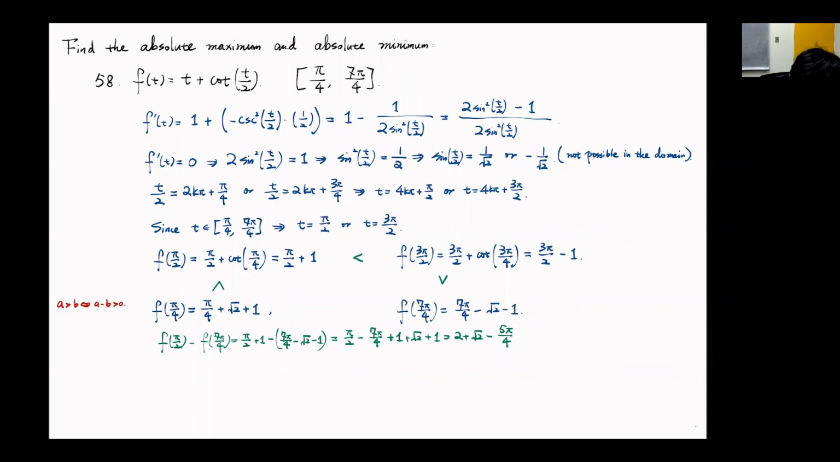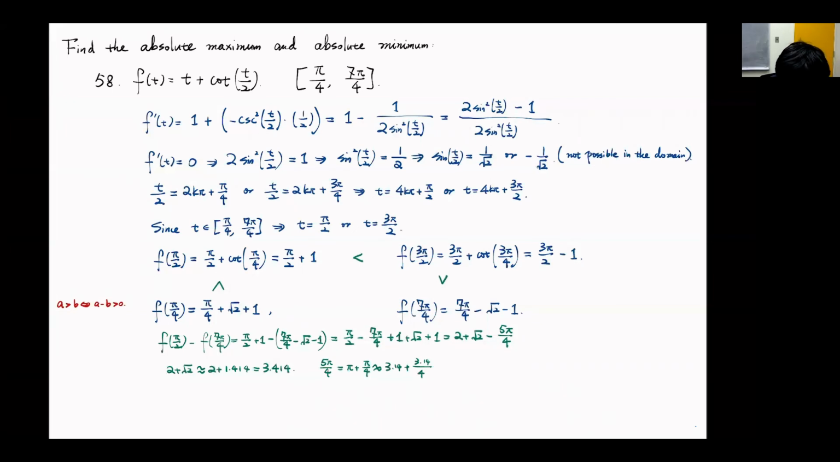So first, 2 plus root 2, this is roughly going to be 2 plus 1.414, that's the rough estimate for root 2. So this is going to give us roughly 3.414. Okay, but on the other hand, 5 pi over 4, this is going to be equal to pi plus pi over 4. So that will be 3.14 plus 3.14 divided by 4. So this is also a rough estimate.